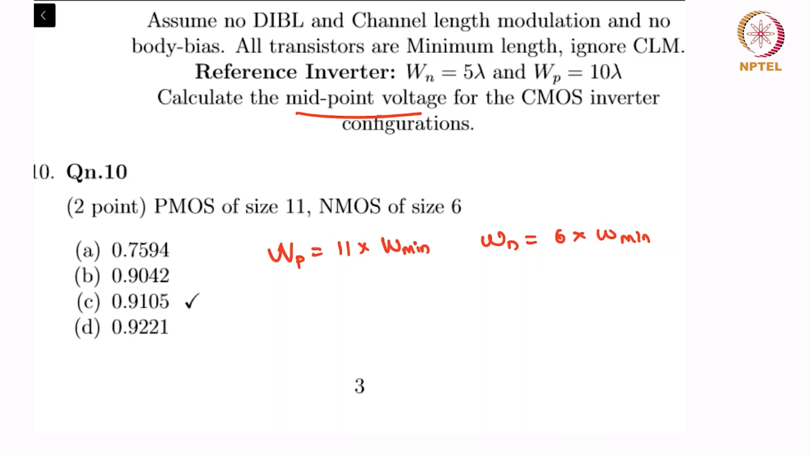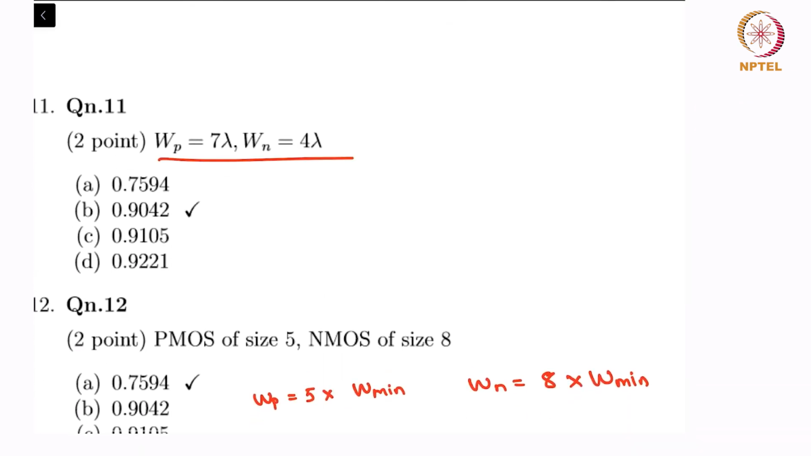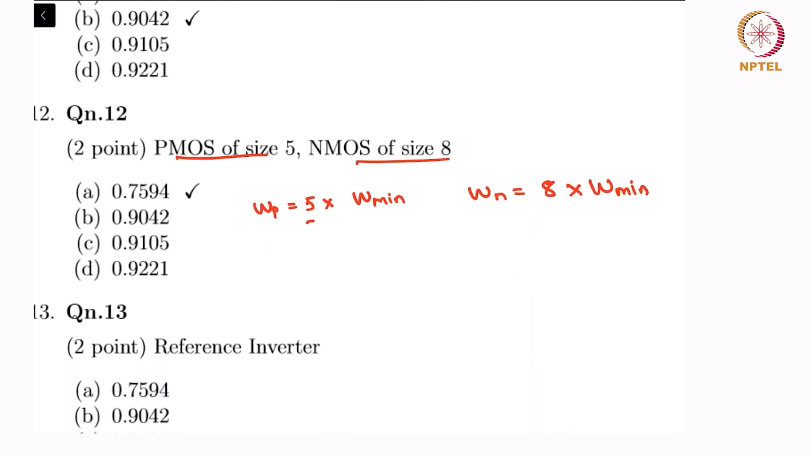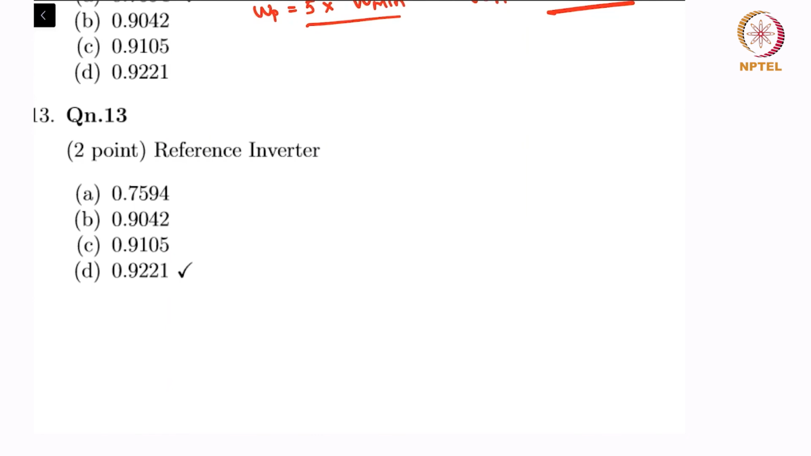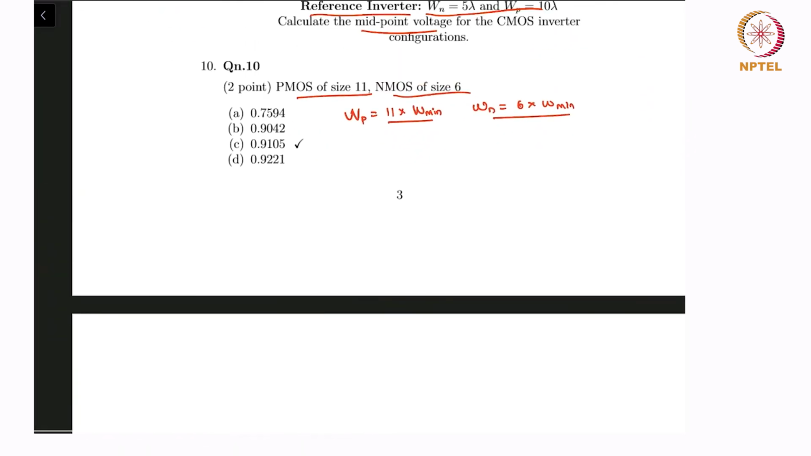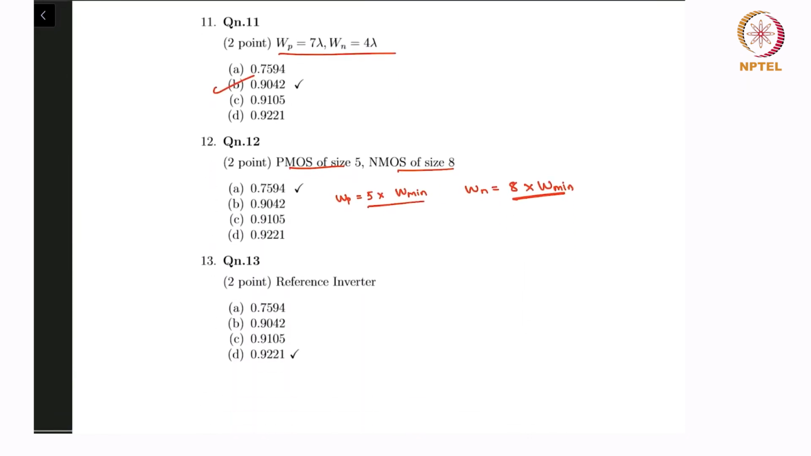In question number 10, PMOS is of size 11, so size 11 means 11 times W min. NMOS is of size 6 means 6 times W min, and W min is of course given here. Over here we've just directly given the value of the sizes in lambda, and similarly size 5 and size 8, and the reference inverter has a size WN 5 lambda, WP 10 lambda. And if you were to substitute the values in the formula, you will get the following as the answers for the questions.